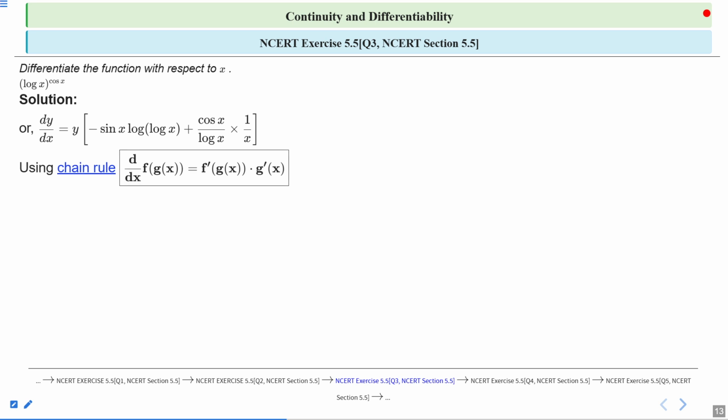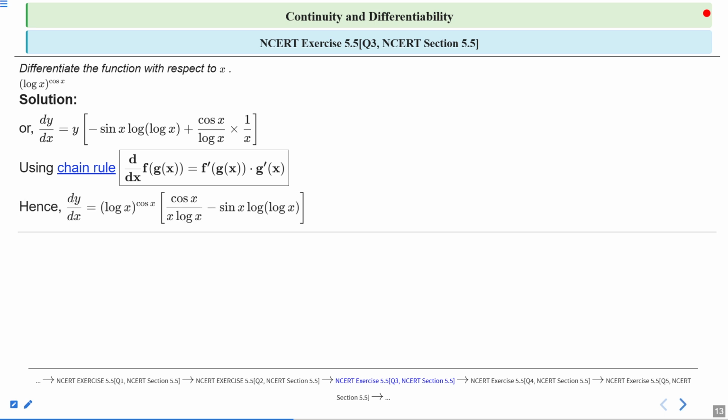Now using the chain rule, which is d upon dx of f of g(x) is equal to f dash of g(x) into g dash x. Hence, we can write dy by dx as (log x) to the power cos x into [cos x upon x log x minus sin x log(log x)], right? This will be our right answer, okay? Okay, so let's move to the next question.